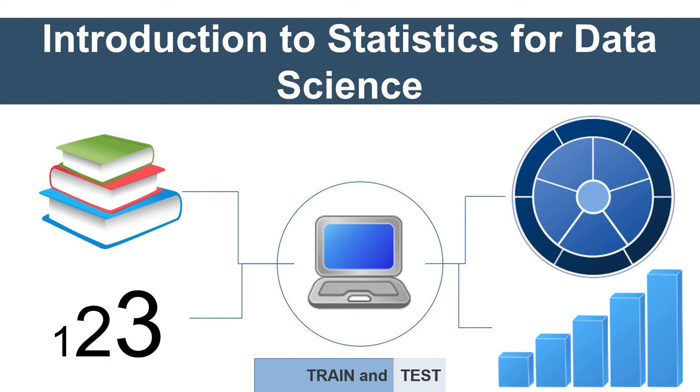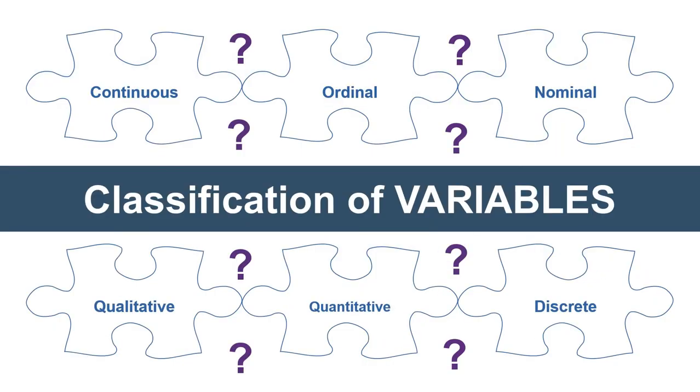Data science is a vast field and statistics play a very important fundamental role in it. I would be covering various statistical topics which are fundamentally important in data science or business analytics in this series. I hope this will help you with a clear understanding of the concepts. The first thing we are going to learn would be the classification of variables.